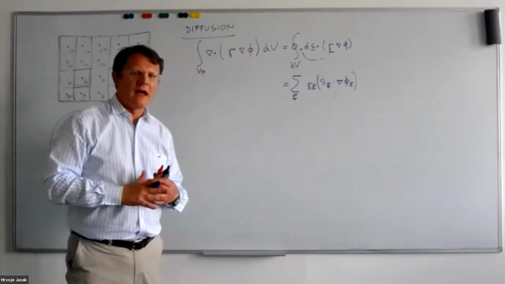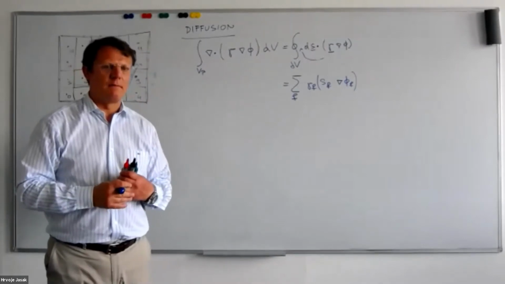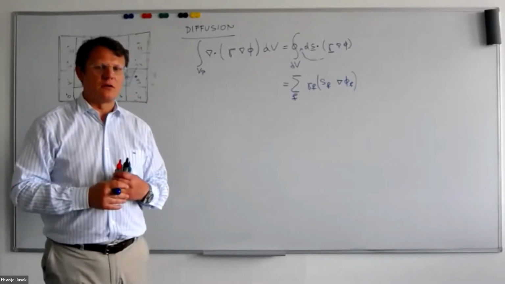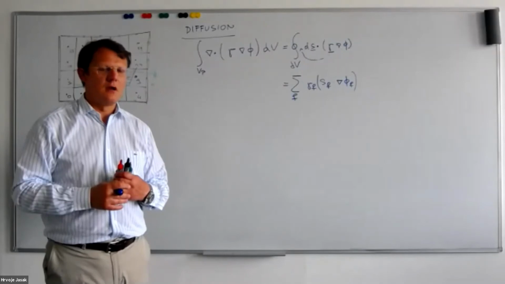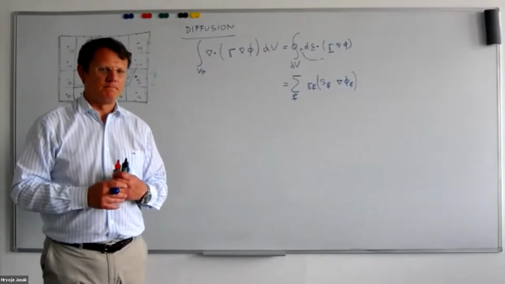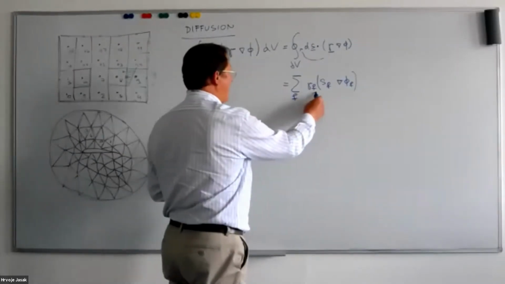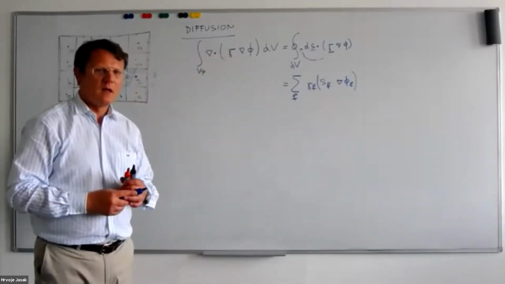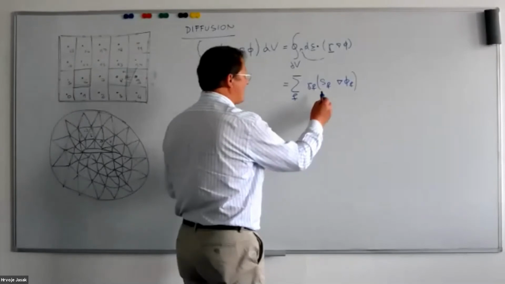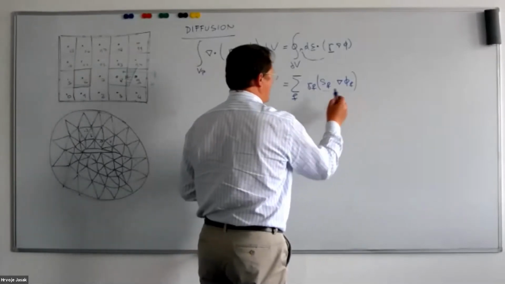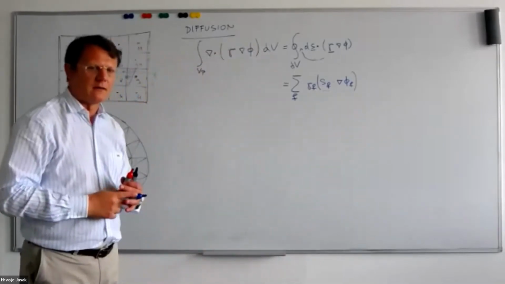And I can apply the center point theorem in order to reduce the integral into the evaluation at the face centroid. So what we have here is my gamma f, which is diffusivity, and I have a curious product of the face area vector and the surface normal gradient.